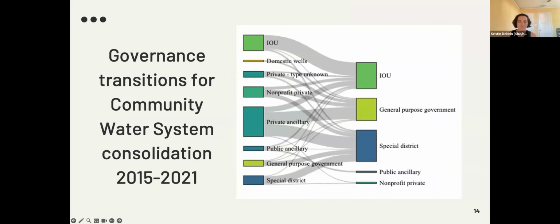And the pathways that systems are going, the types of transitions we see through these consolidations, are really diverse. There is a lot happening. And I think many of you know that because this is part of what makes each consolidation so unique. So between 2015 and 2021, we see, I think, over 25 different types of governance transitions through consolidation.